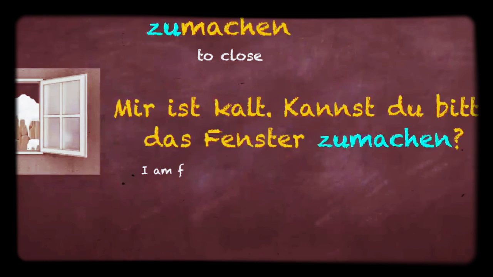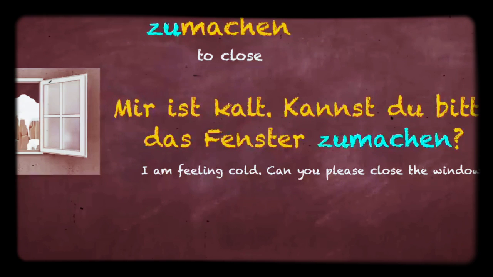And the last one, zumachen. Here the prefix is zu. Mir ist kalt. Kannst du bitte das Fenster zumachen? Here again, since we are using a modal verb, the trennbares verb will be in infinitive at the end of the sentence. Now these were the most important trennbare Verben in daily use. We'll be doing some more in the following lessons.